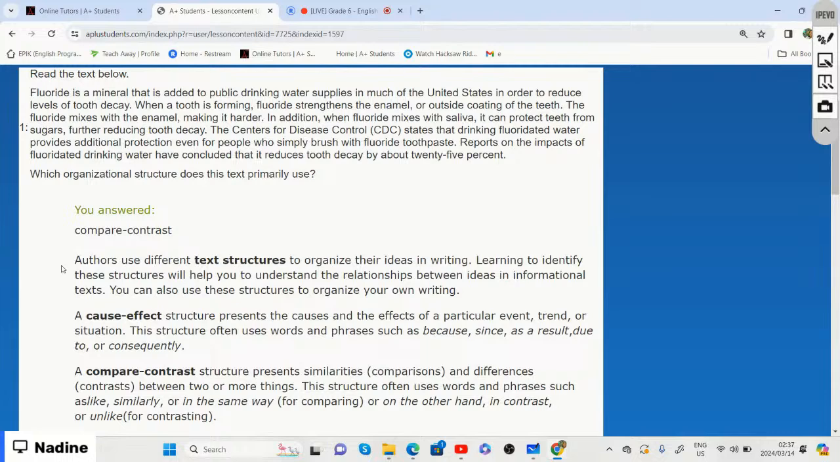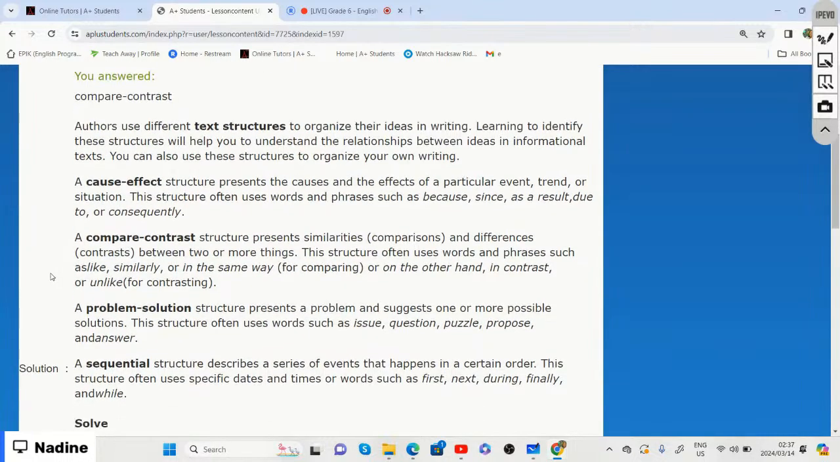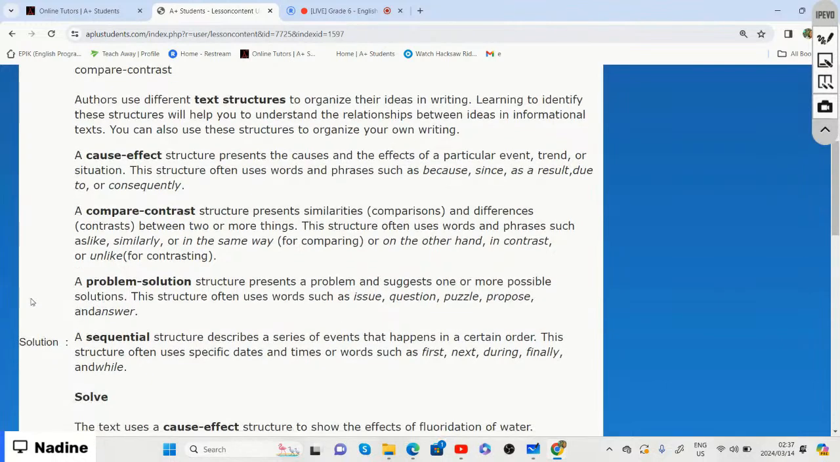All right. And we said when it comes to the text structures, we have the cause and effect structure, a compare and contrast structure, a problem solution structure, and a sequential structure. And we said a cause and effect structure presents the causes as well as effects of a particular event, trend, or situation. This structure often uses words and phrases such as because, since, as a result, due to, or consequently.